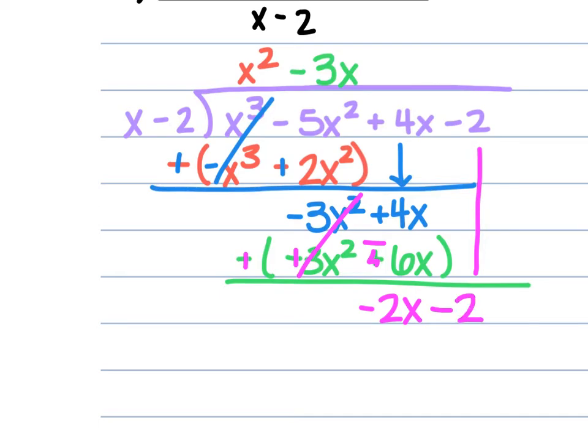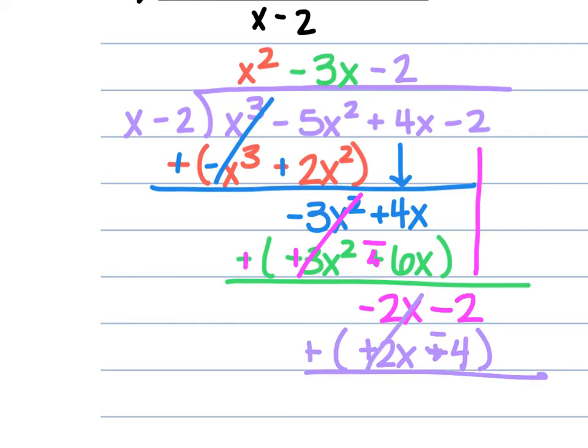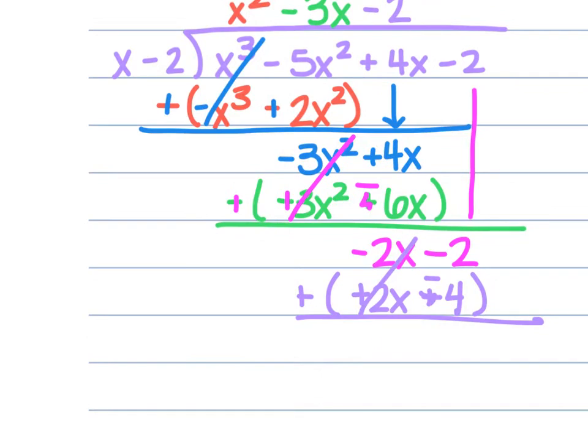So from here, you're going to say to yourself, what times the x is going to give me the negative 2x? It's just negative 2. So then multiply the negative 2 by the x and the negative 2. So negative 2 times x is negative 2x, and negative 2 times negative 2 is a positive 4. So now subtract these, or add the opposites. The negative 2x and the 2x cancel out, and then you have negative 2 minus 4, which gives us negative 6.